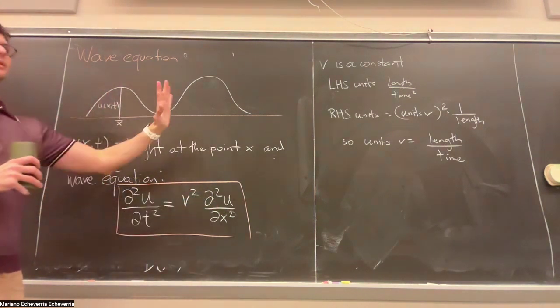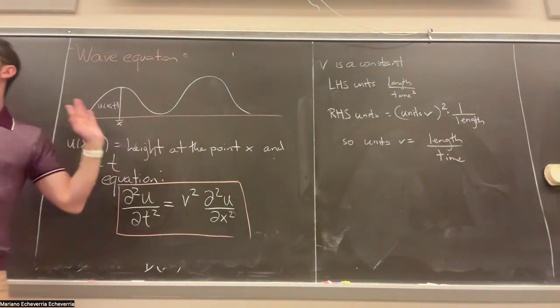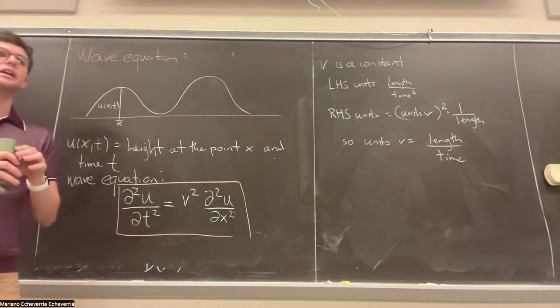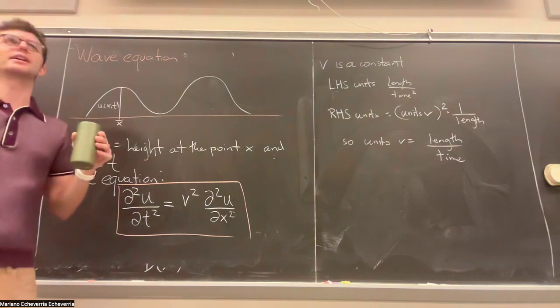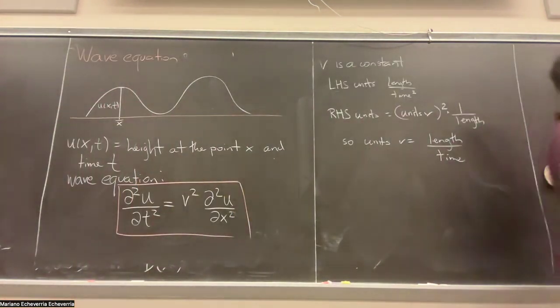And I'll tell you, if I have enough time today, how you would try to solve this equation. You would see that you get something that propagates at this velocity, or something of that sort. Is that making sense so far? So that's how the wave equation looks, the most basic baby version of the wave equation.